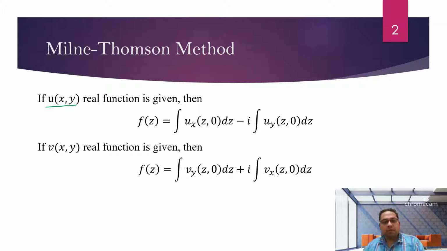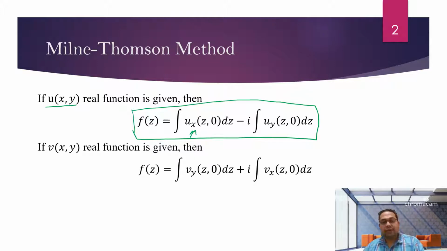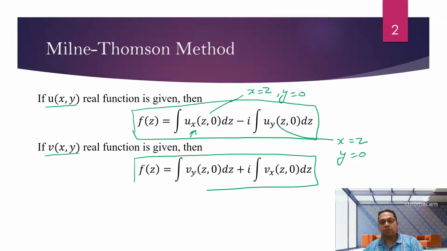When the real part of an analytic function is given, then the analytic function f(z) is equal to this, where the partial differentiation of function u with respect to x, and x is replaced by z and y is replaced by 0. Similarly, the partial differentiation of function u with respect to y, and again x is replaced by z and y is replaced by 0. If the imaginary part v is given, then the analytic function formula f(z) is equal to this value, where similarly we partially differentiate v with respect to y and replace x by z, replace y by 0, and partially differentiate v with respect to x and replace x by z and y by 0.